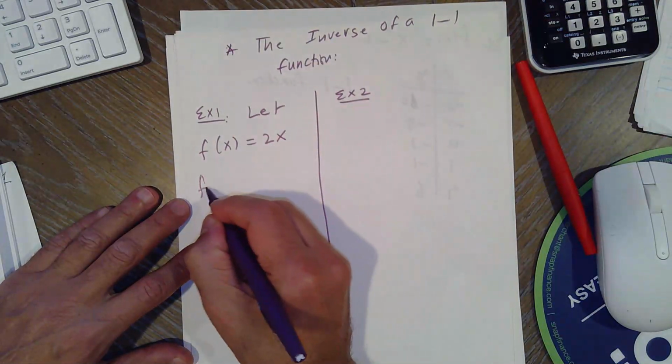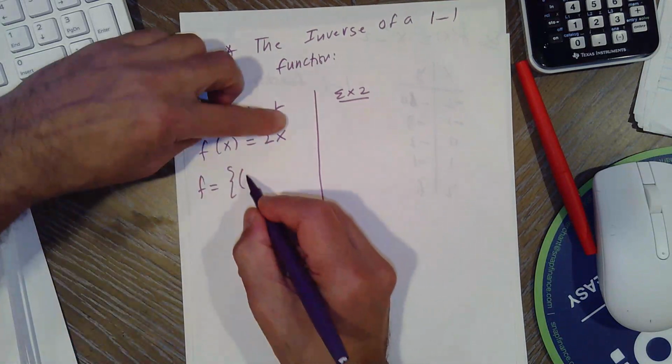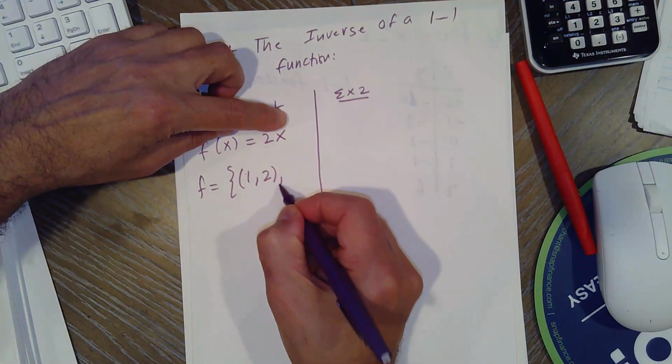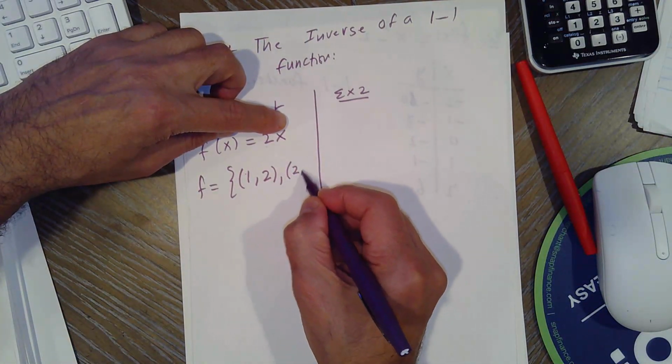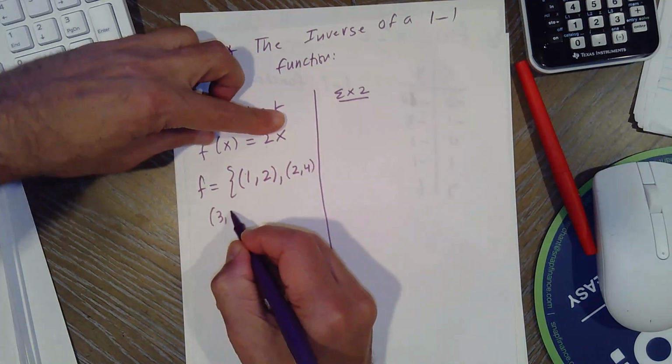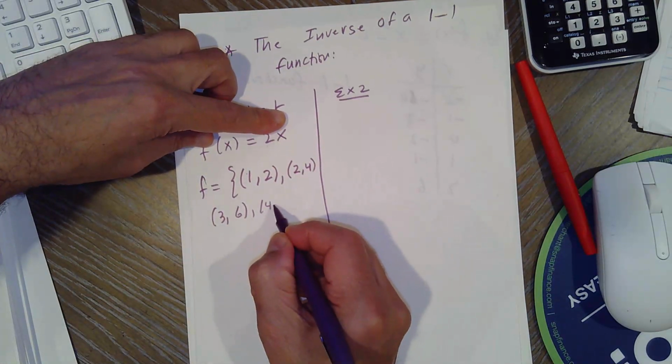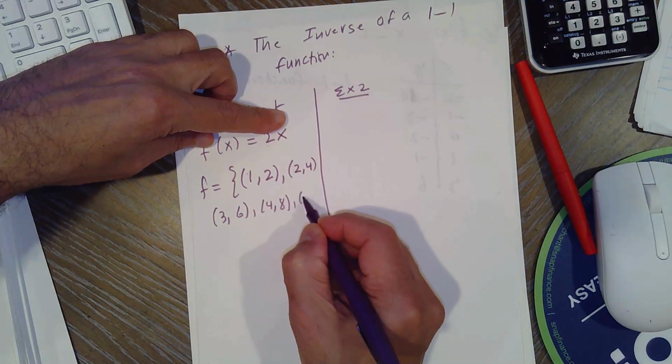And let's get a few ordered pairs. If I plug in a 1 for x, 2 times 1 is 2. If I plug in a 2, 2 times 2 is 4. 3 times 2 is 6. 4 times 2 is 8. And then 5 times 2 is 10.